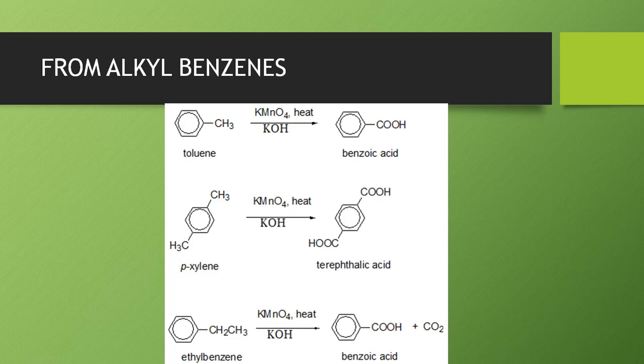Like toluene, in this case, CH3 group gets oxidized to COOH. Next is paraxylene. It contains two CH3 groups. Both of them will get oxidized to COOH. And last is ethyl benzene. Yes, the side chain contains two carbons, but still the product will be benzoic acid only. The extra carbon atom goes out in the form of carbon dioxide.